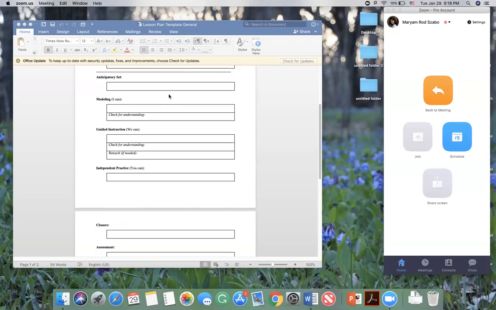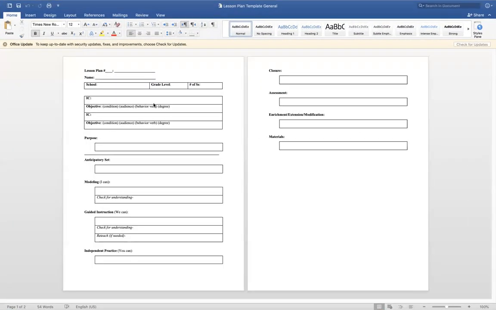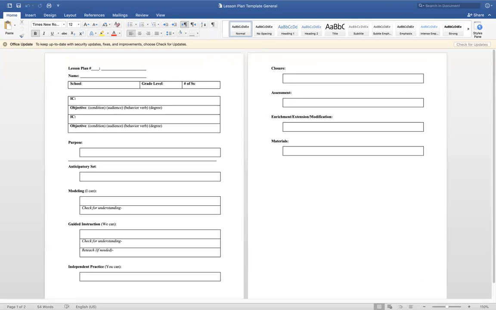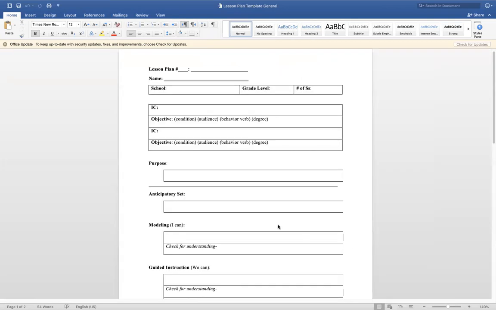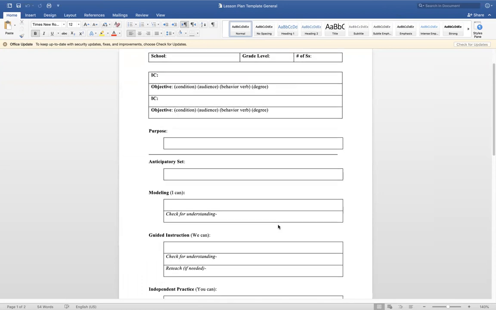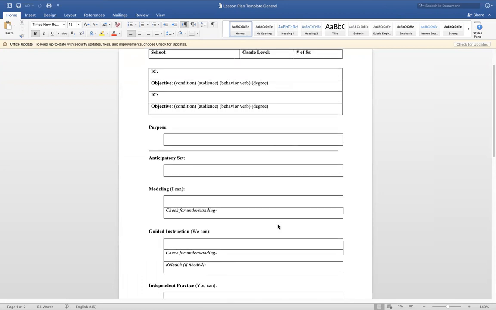So the anticipatory set is how you relate what you're teaching to the students' experience, the past experience that they have, the real life. Because if you don't make a good case for why doing something is important for them, or why something is even relevant to them, sometimes you cannot get them motivated.